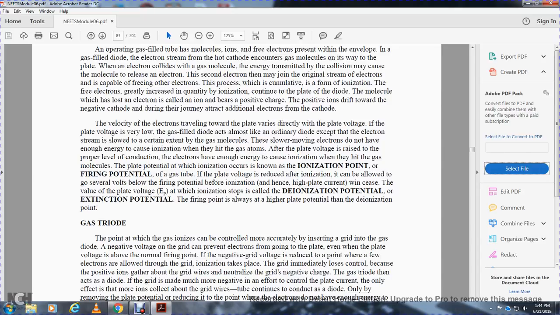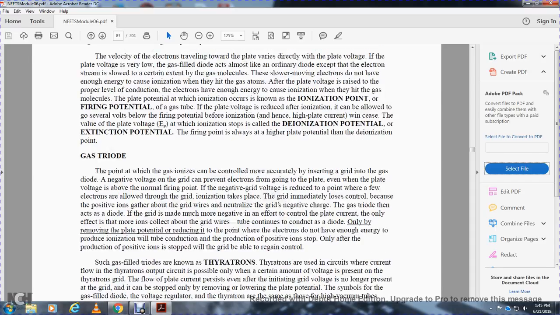The plate potential at which ionization occurs is known as the ionization point or the firing potential of the gas tube. With the plate voltage reduced, ionization can be maintained to several volts below the firing potential. Hence, a high plate current is received. The value of the plate voltage at which ionization stops is called the deionization potential. The firing point is always a higher plate potential than the deionization point.